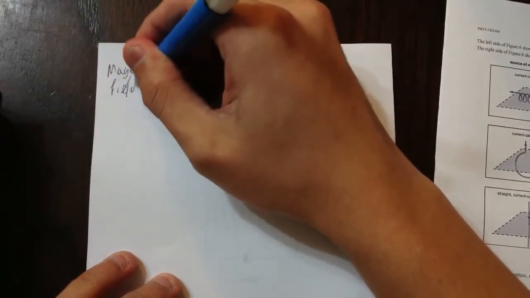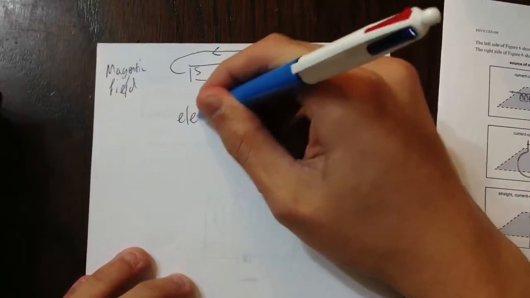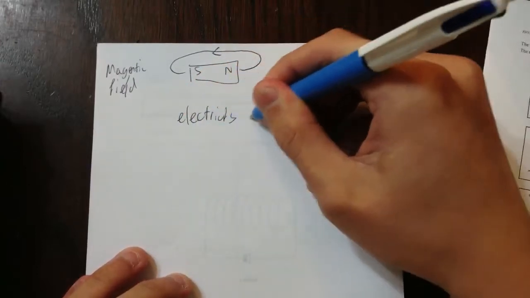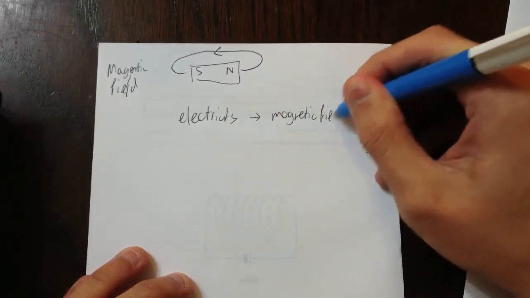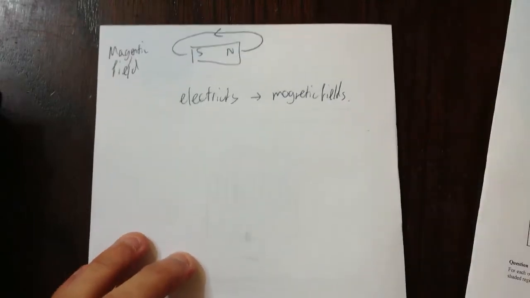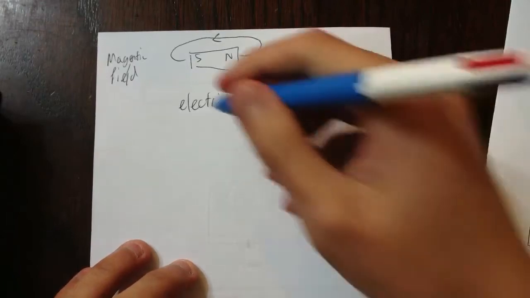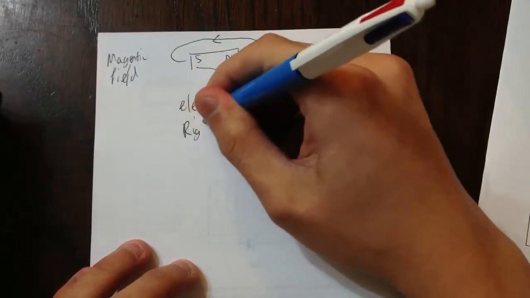But another very interesting thing is if we have electricity. Electricity can cause magnetic fields. And that's what we'll be talking about today. And in general, this is called the right-hand rule.